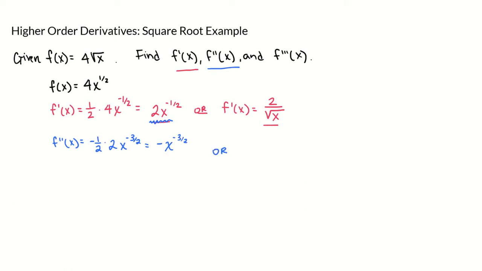Or again, you can switch this and write it as negative 1 over x to the negative 3/2 becomes 1 over the square root of x to the third. One more derivative, f triple prime of x.